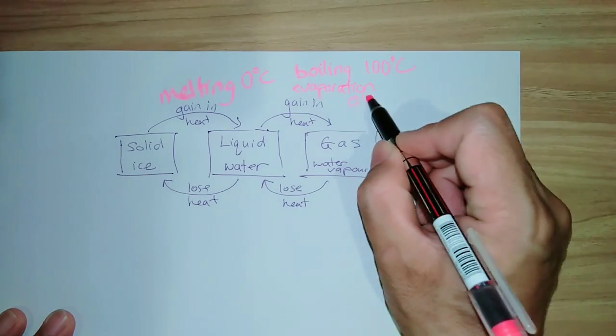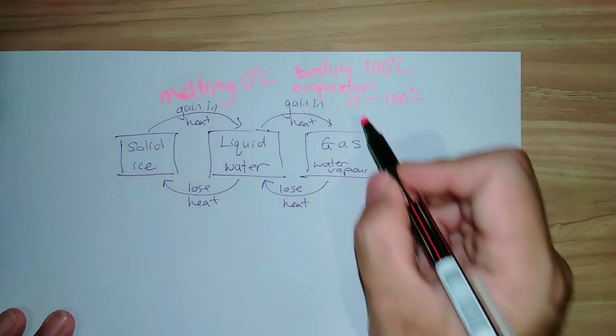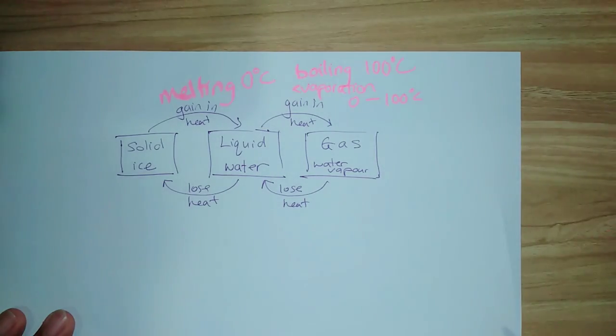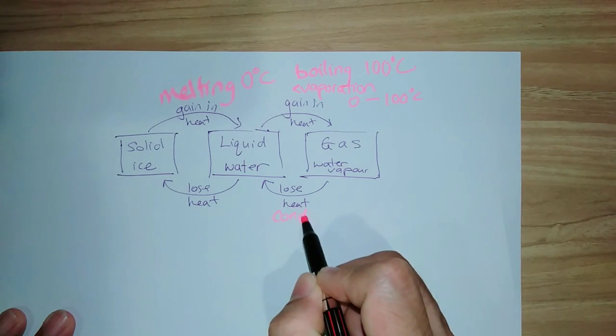That can be from 0 to 100 degrees Celsius, anything in between. Not at 0, not at 100, but in between. Now, from gas to become a liquid, it must lose heat. This process is known as condensation.